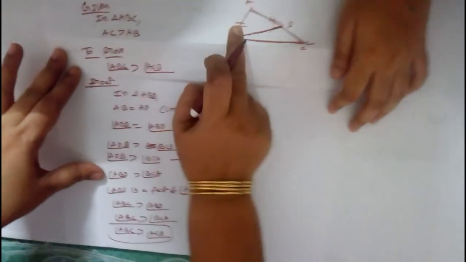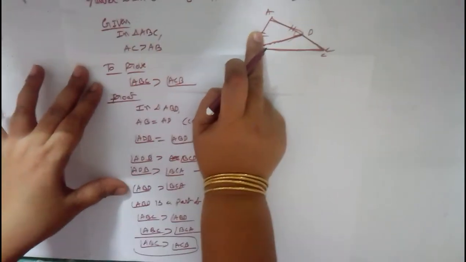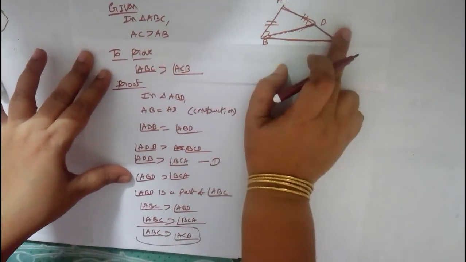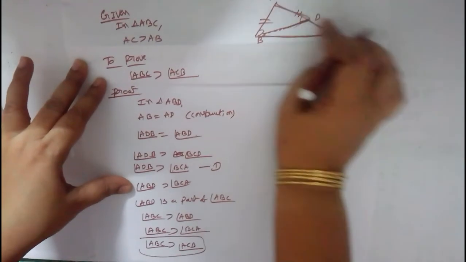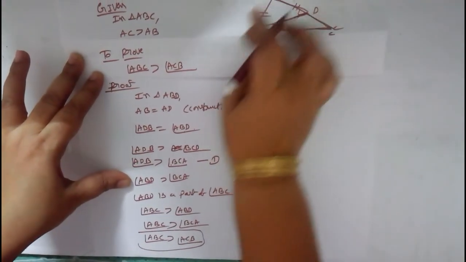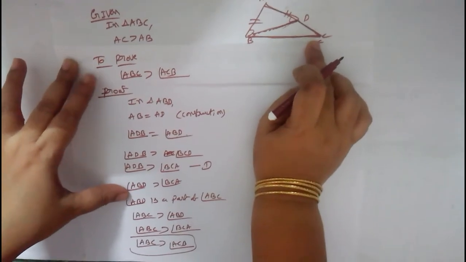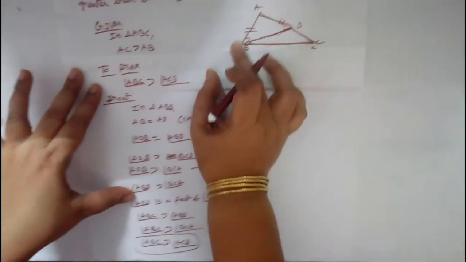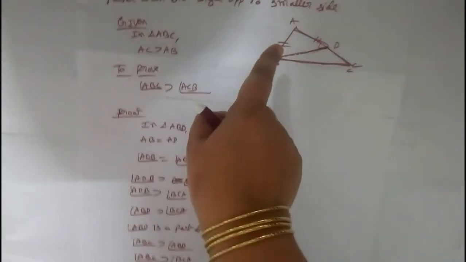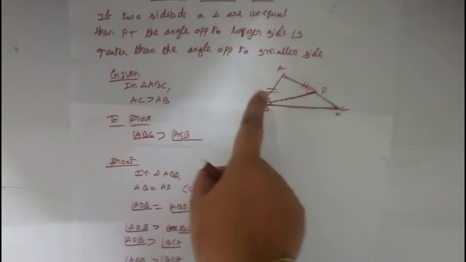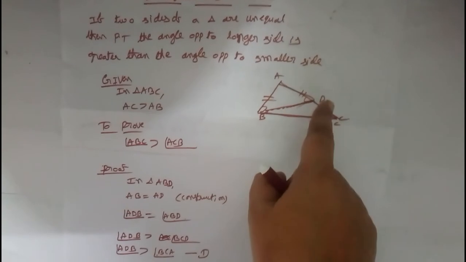So what we proved? If two sides of a triangle are unequal, that is AC greater than AB, then the angle opposite to the longer side, here AC, which is angle ABC, is greater than the angle opposite to the shorter side, the shorter side being AB, whose opposite is ACB. So ABC is greater than ACB. Hence proved. Here we discussed that if two sides of a triangle are unequal, the angle opposite to the longer side is greater than the angle opposite to the smaller side.